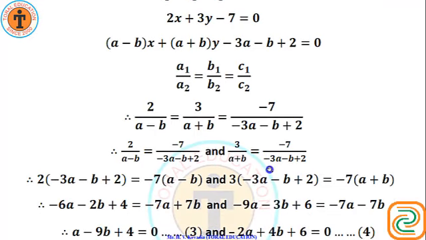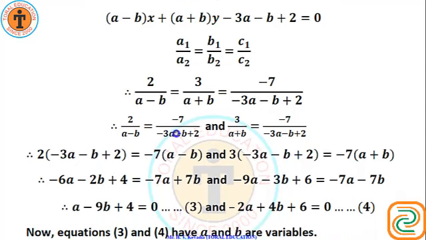Understood? Now we will take this equals to this and this equals to this. 2 upon a minus b equals to minus 7 upon minus 3a minus b plus 2. 3 upon a plus b equals to minus 7 upon minus 3a minus b plus 2. Okay, this is our solution equation. So this will be cross multiplication.